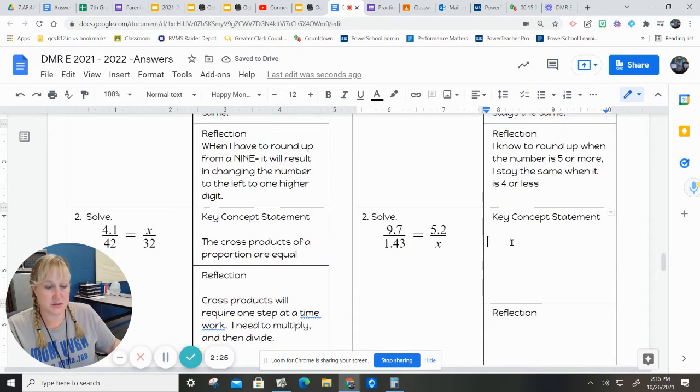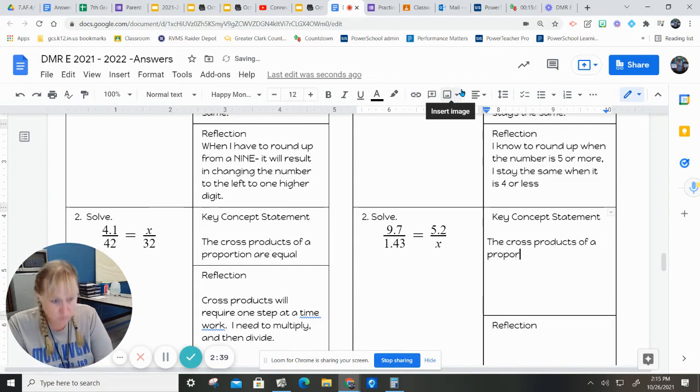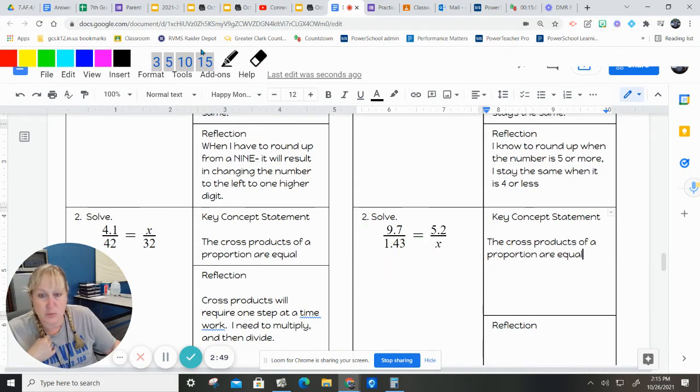The concept: the cross products of a proportion are equal. Not new. Cross products means that I am going to multiply across 9 7/10 times x. I'm going to put it on one side. So that is my step 1, is to rewrite it.